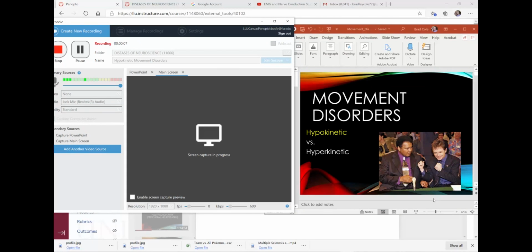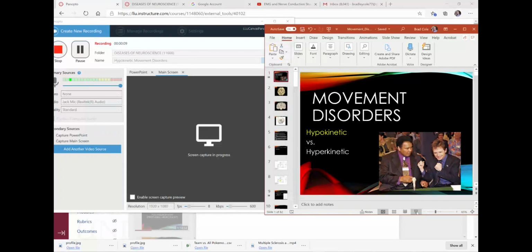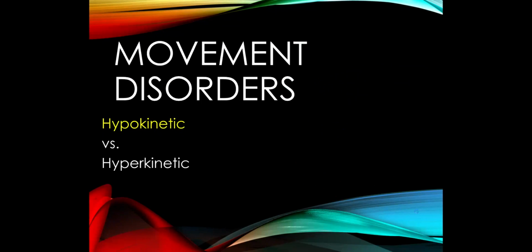All right, this will be a two-part lecture on movement disorders. So we'll be starting here, breaking movement disorders down into two big categories, hypokinetic and hyperkinetic. As the name indicates, hypokinetic describes a slowing of movement, really a poverty of movement.